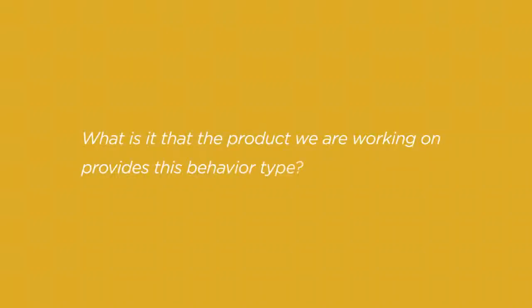We define behavior types, and next we think through all the different and possible goals, needs, and tasks per behavioral type in order to answer the most important question of all for each type. What is it that the product we are working on provides this behavior type? If you can answer this clearly, then you understand your users.